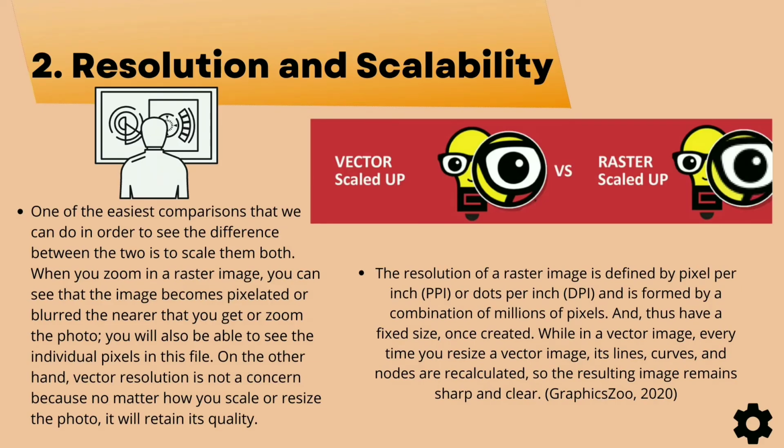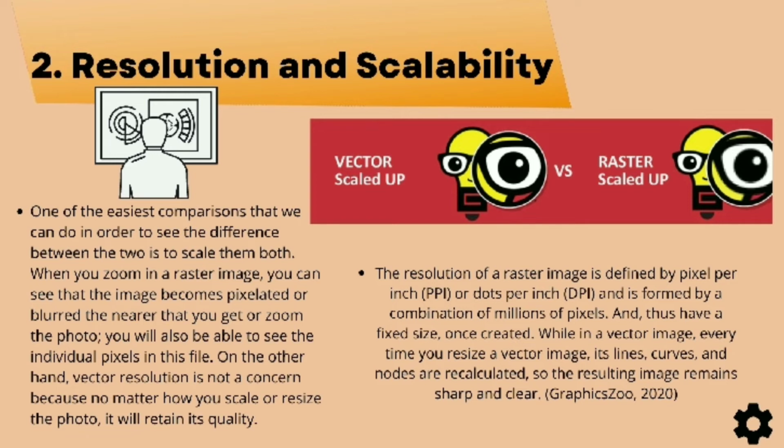Number 2. Resolution and scalability. One of the easiest comparisons that we can do in order to see the difference between raster and vector is to scale them both. Let's take a look at the photo on the presentation. When you zoom in on a raster image, you can see that the image becomes pixelated or blurred. So the nearer that you get or zoom in on the photo, you will also be able to see the individual pixels in this file. On the other hand, vector resolution is not a concern because no matter how you scale or resize the photo, it will retain its quality.